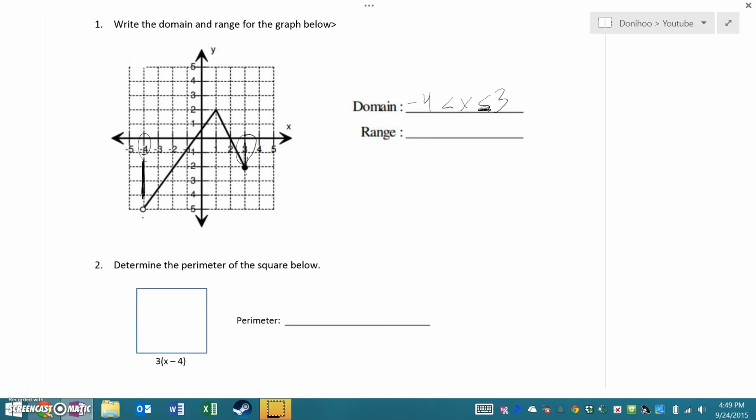Range, bottom to top, so bottom value: -5. Top value, 2. Not equal to, closed circle, equal to there.